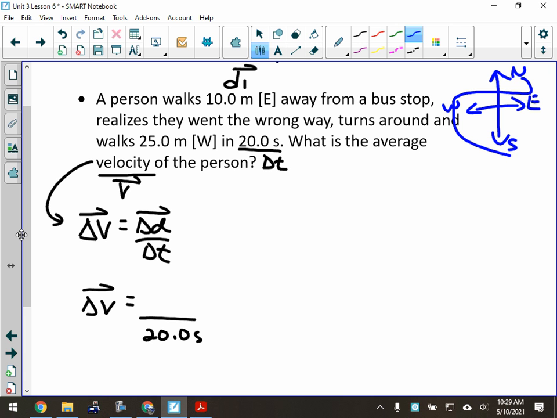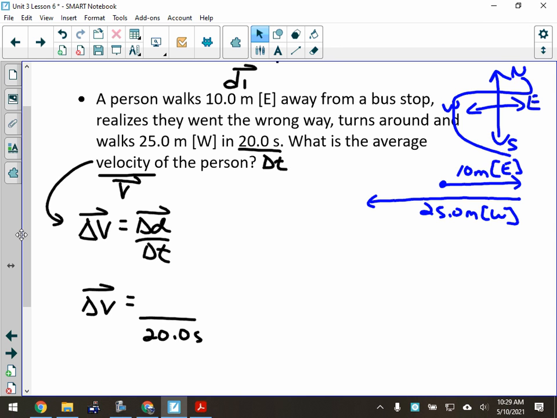Interesting. So we're going to go 10 meters east. So I start here, and I go 10 meters in the east direction. I turn around. It says, oh, realize I went the wrong way, and walks 25 meters west. What is the displacement of this scenario? Somebody could answer me, please. Anyone, please, quickly.